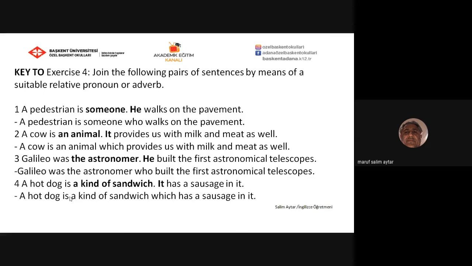So a pedestrian is someone who walks on the pavement. Who walks on the pavement, they find someone. A cow is an animal which provides us with milk and meat as well. Galileo was the astronomer who built the first astronomical telescope. A hot dog is a kind of sandwich which has a sausage in it.